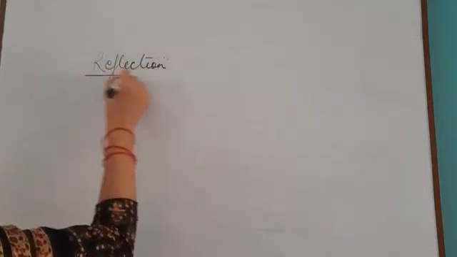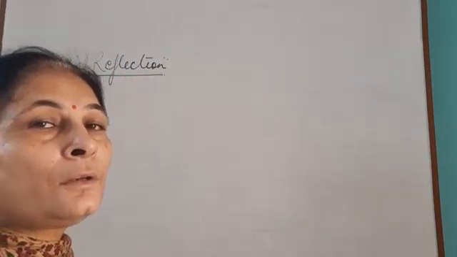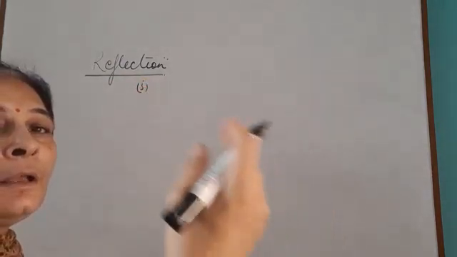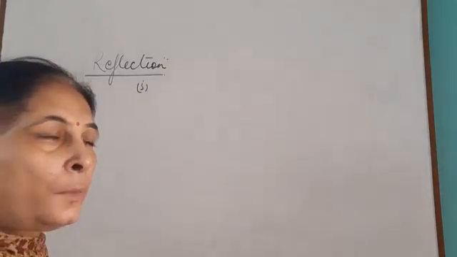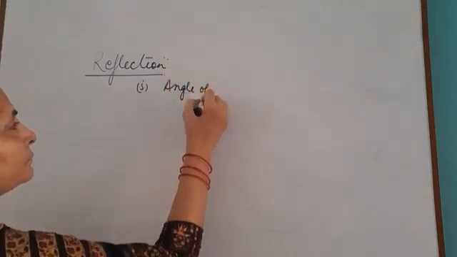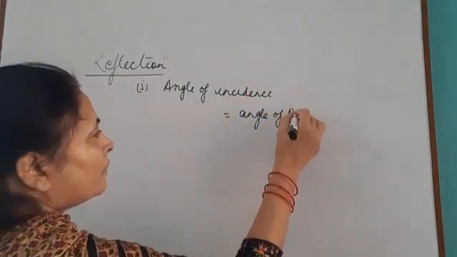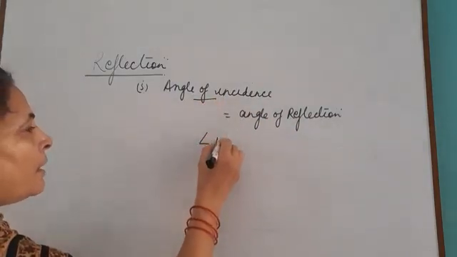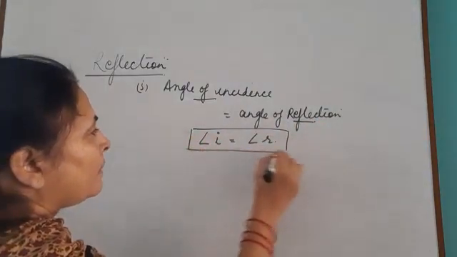As I told you, the bouncing back of light from a given obstacle is known as reflection of light. Now there are specific laws for how the rays will bounce back after striking a given surface. These laws you have also done in your lower classes. We'll again repeat. See, when a reflection takes place from a given surface, then angle of incidence is equal to angle of reflection. Angle of incidence is denoted by I and angle of reflection as R. So angle I is equal to angle R.